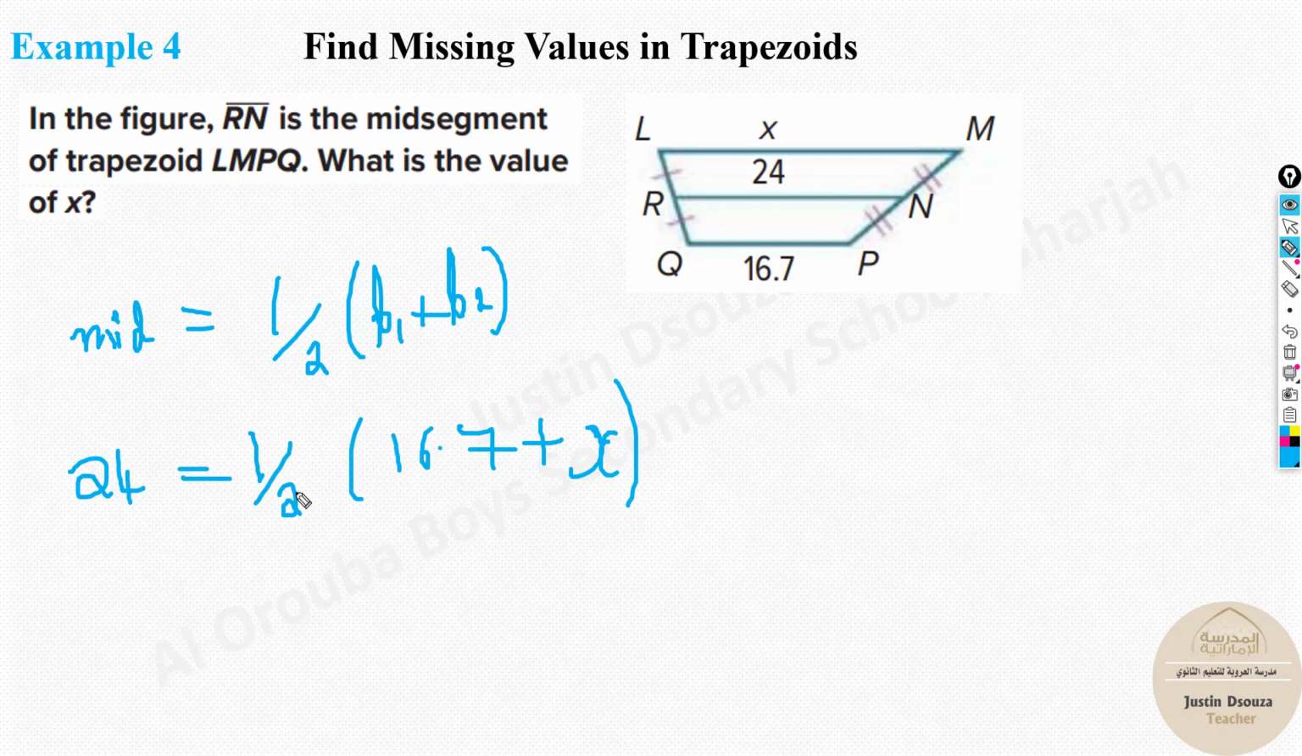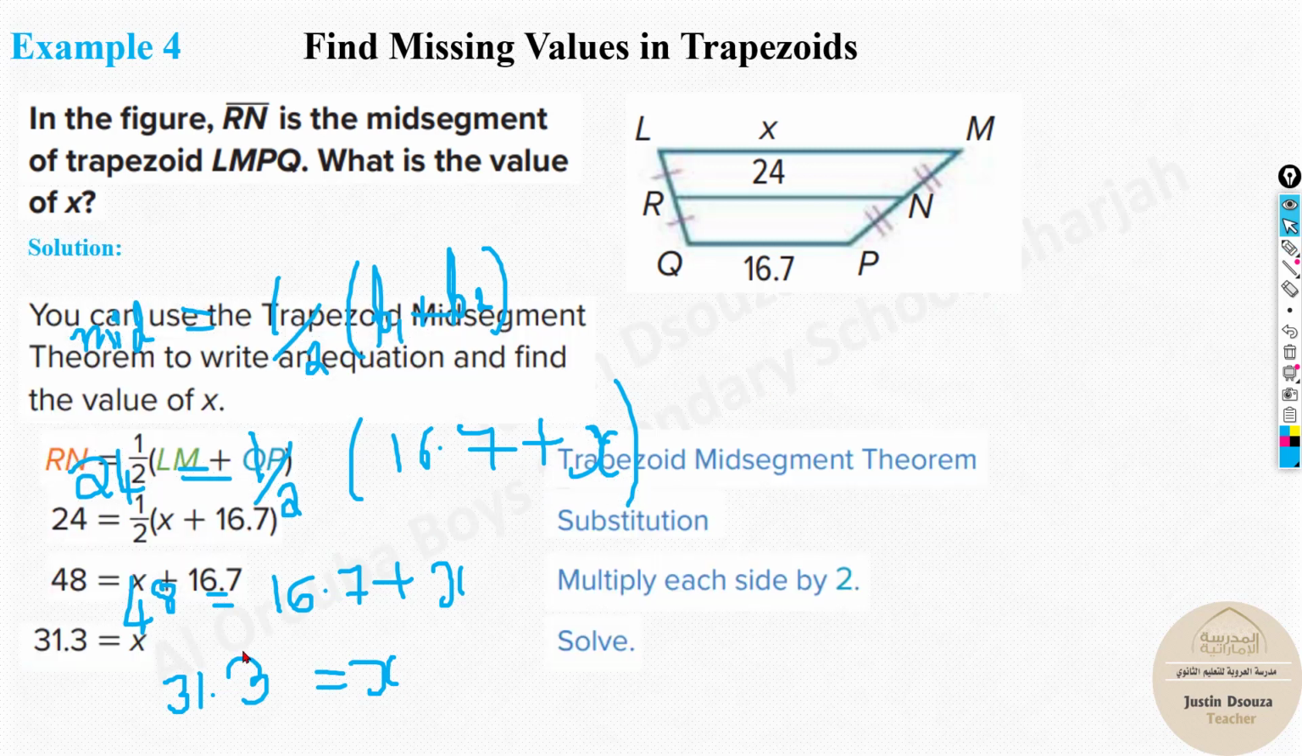Okay. Now then, how would you solve? All you need to do is simplify this. Take this 2 to the other side. It will be 24 into 2 is 48 equals 16.7 plus X. Now take 16.7 to the other side. It will be 48 minus 16.7. 48 minus 16 is 32. It will be 31.3 equals X. I hope this is the correct one. So that is the answer, 31.3.